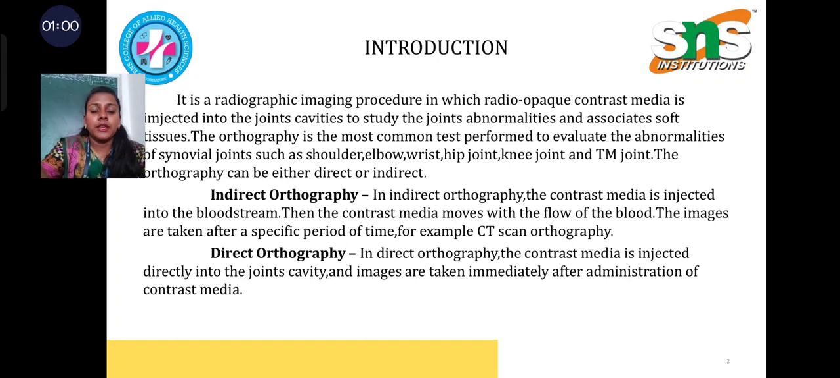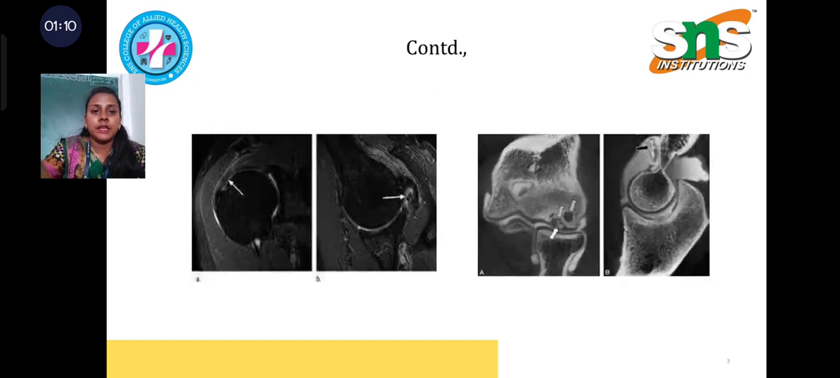Direct arthrography. In direct arthrography, the contrast media is injected directly into the joint's cavity and images are taken immediately after administration of contrast media. This is how the images are taken.